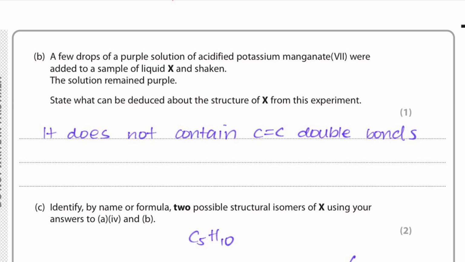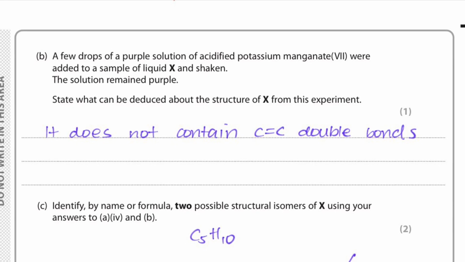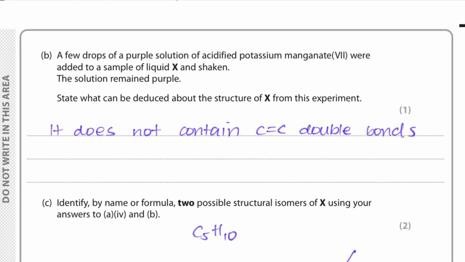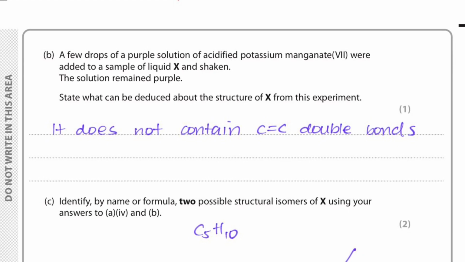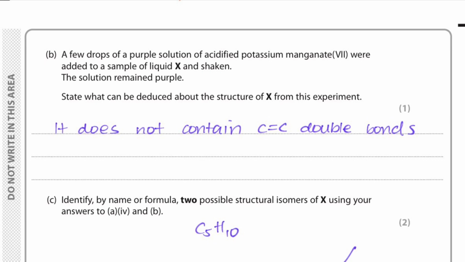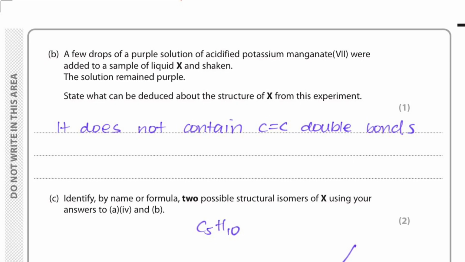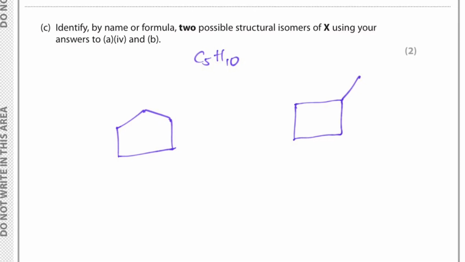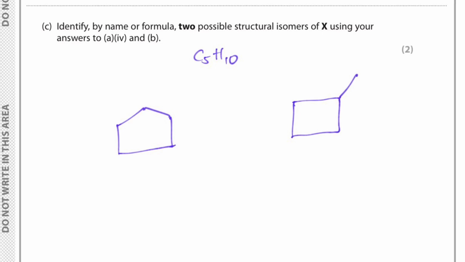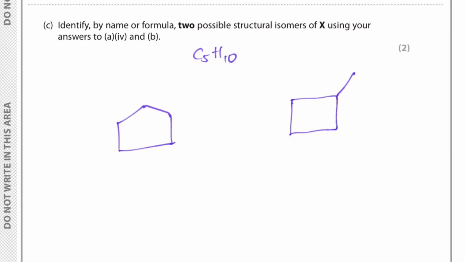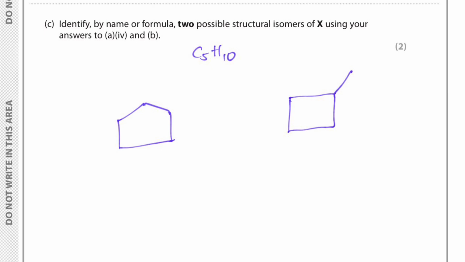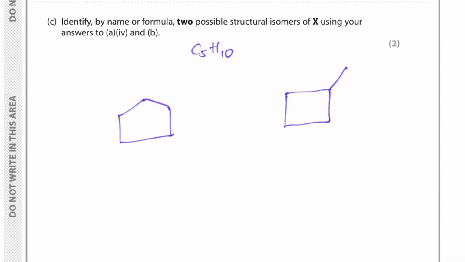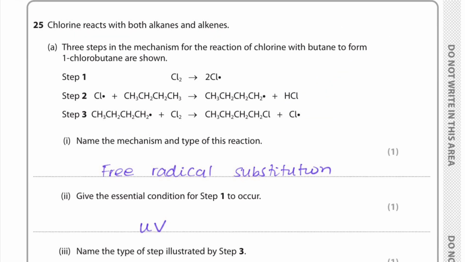Next, a few drops of a purple solution of acidified potassium manganate 7 were added to a sample of liquid X and shaken. The solution remained purple. State what can be deduced about the structure of X from this experiment. This is a test for carbon-carbon double bonds. Since the purple color did not disappear, it means X does not contain a carbon-carbon double bond, so it's a saturated compound. Next, identify by name or formula two possible structural isomers of X using the answers above. Since X has a structure of C5H10 and is saturated, we are likely dealing with cycloalkanes. Answers are cyclopentane, methylcyclobutane.